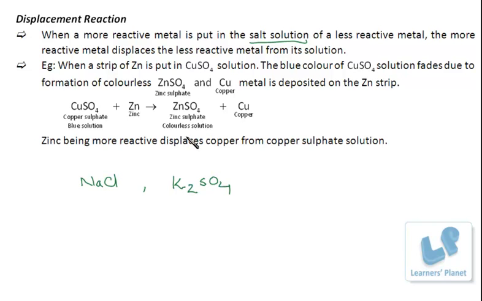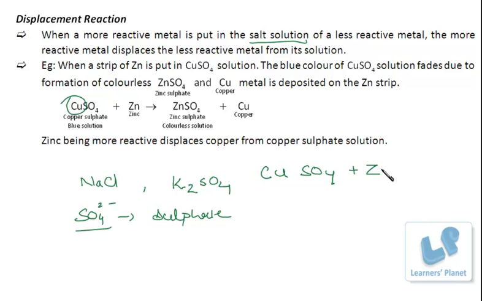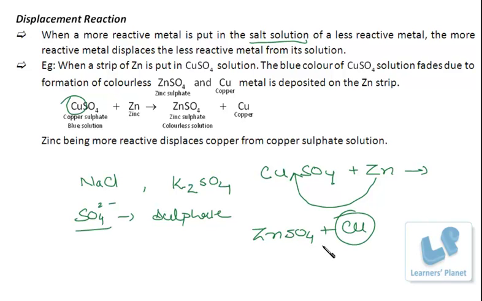Zinc sulfate. SO4 is for sulfate. And what will be left free from here is copper. The reaction takes place like this. Copper sulfate plus zinc. So in this case, what happens? Zinc displaces copper and forms zinc sulfate. And what is liberated, or what is formed here, is copper.